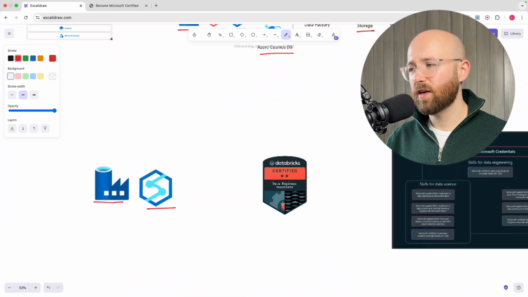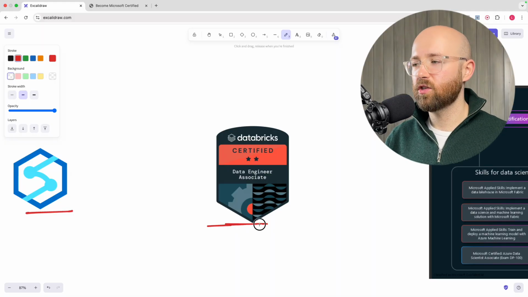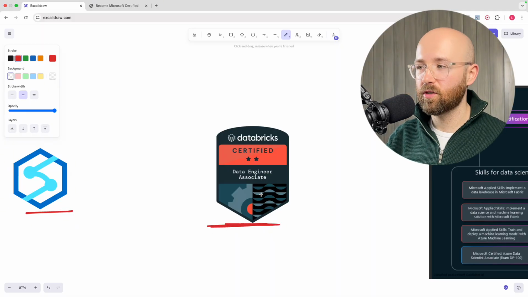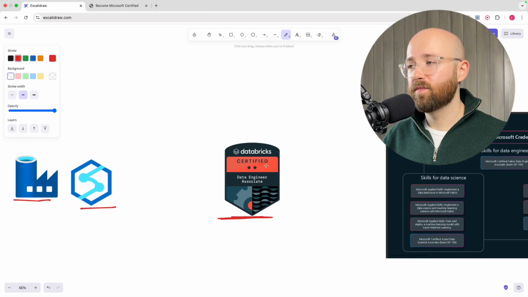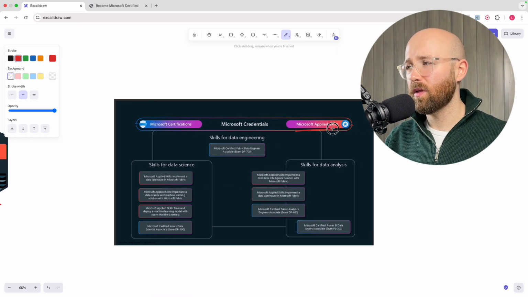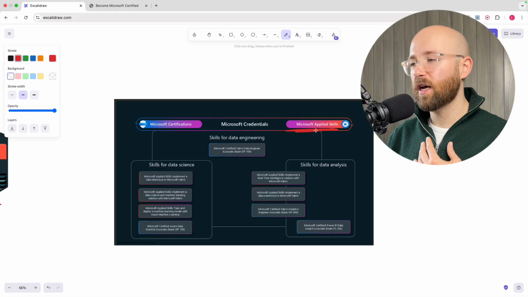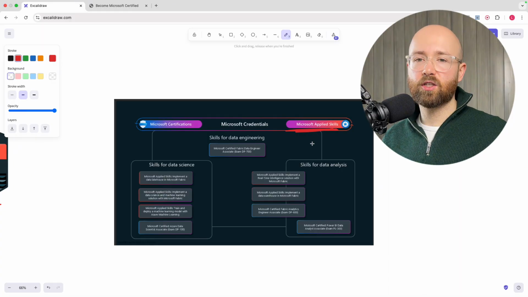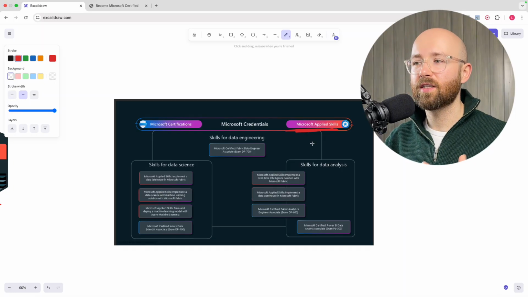As for Databricks, there is a Databricks Data Engineer Associate certification. So if you're really interested in Databricks, which to be fair, I really do like Databricks, then you can do that certification. Microsoft right now as well, they keep pushing this applied skills stuff. Now, personally, I don't like it because I think if you want to do an applied skill as learning, that's cool, but it's not really a certification.